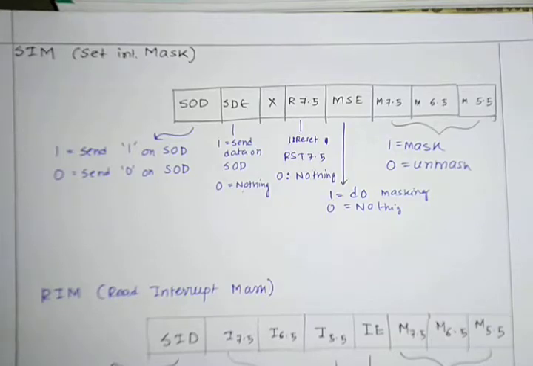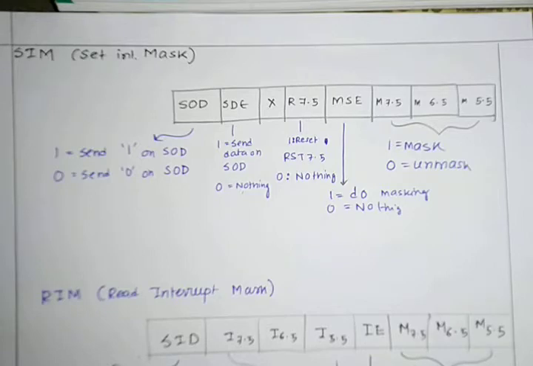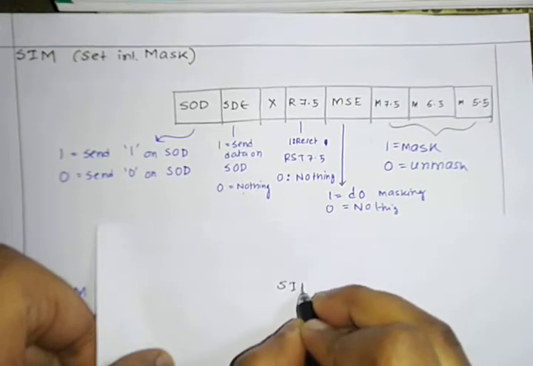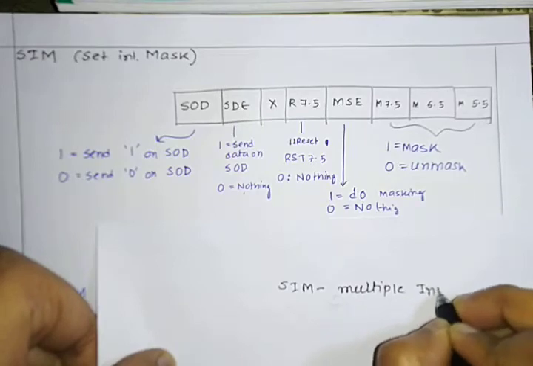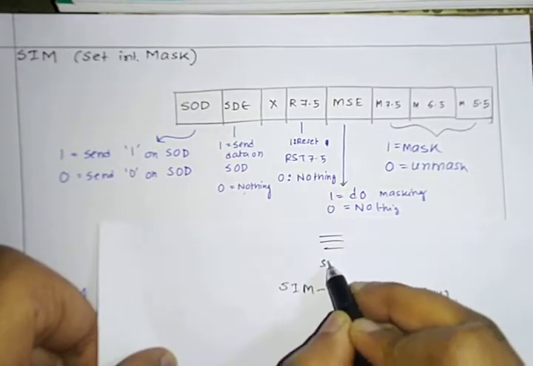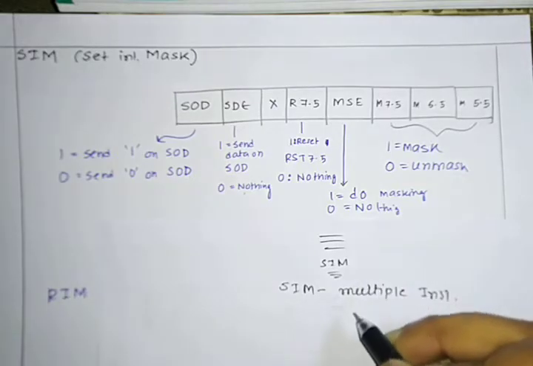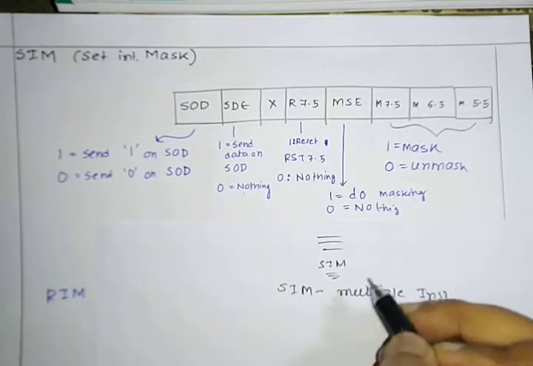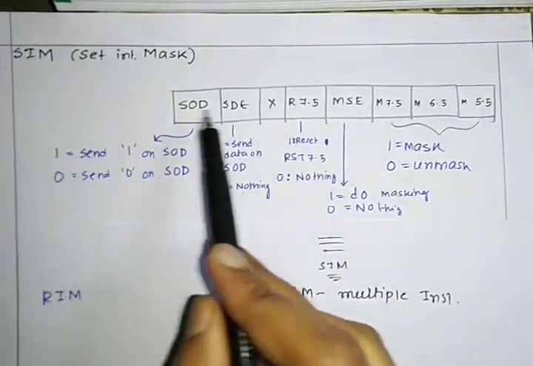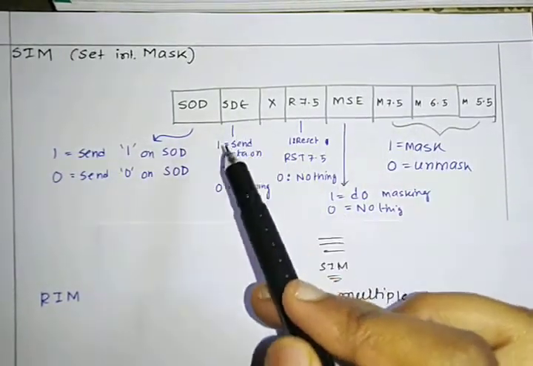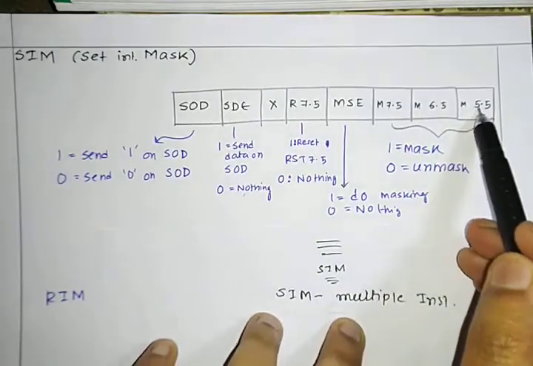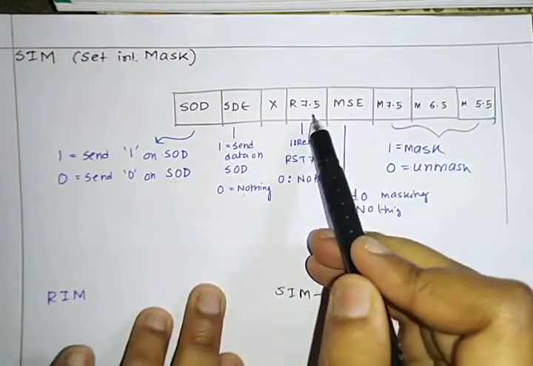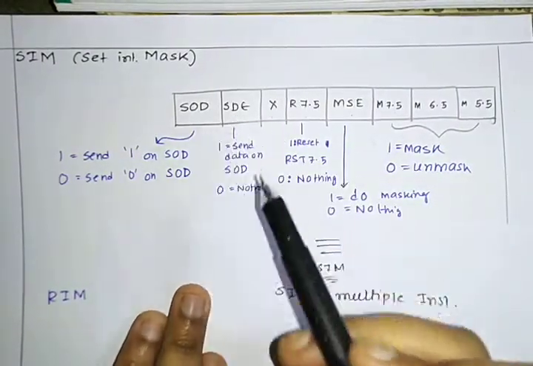Okay. So first, SIM and DIM. What is it? SIM is set interrupt mask. SIM instruction is a multiple instruction. When you write SIM in a program, you actually perform many operations at one time. These are the pins that get affected when we write the SIM instruction: M5.5, M6.5, M7.5, MSE, R7.5, don't care, SDE, SOD.